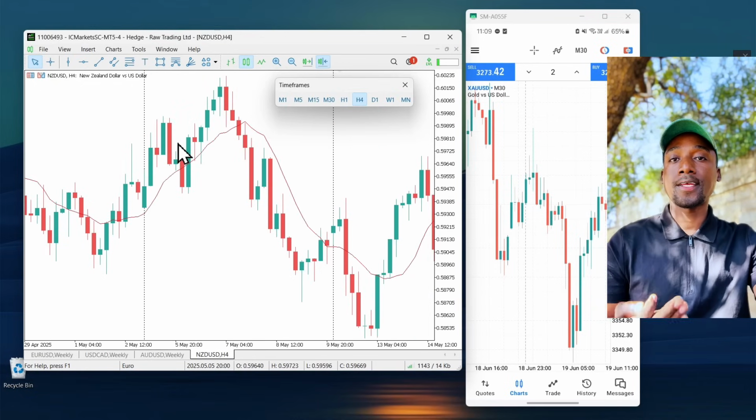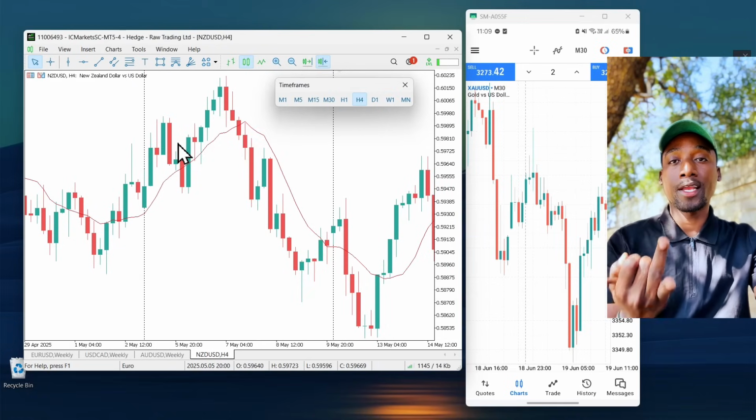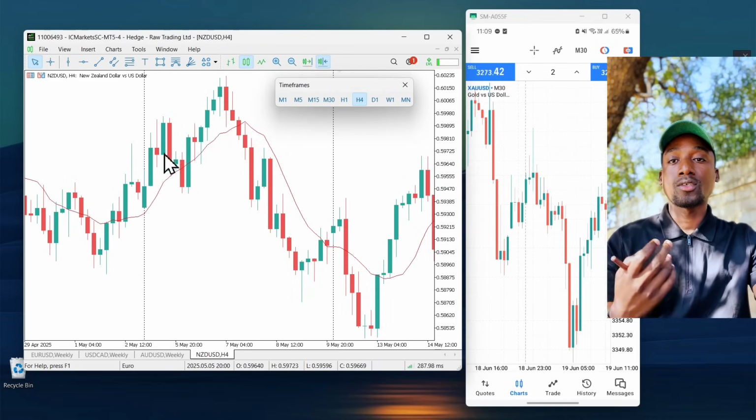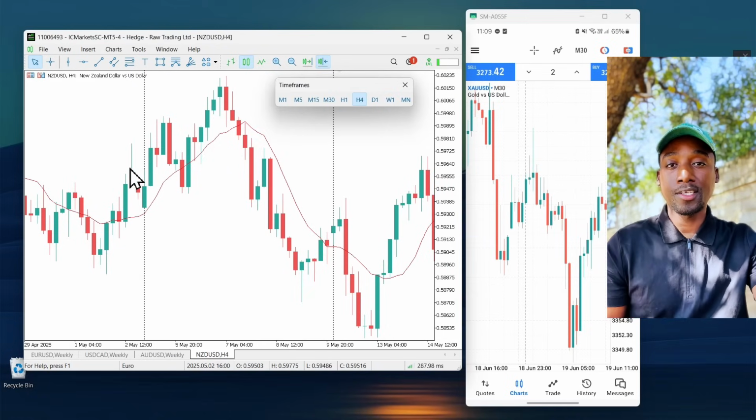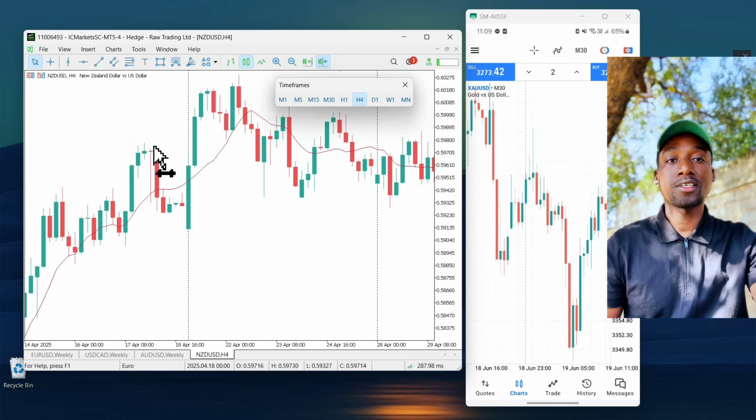The support and resistance. But then you have to understand the trading logic, market context, experience. So I've shared my experience with you. I trust now you have an edge to trade the financial market.